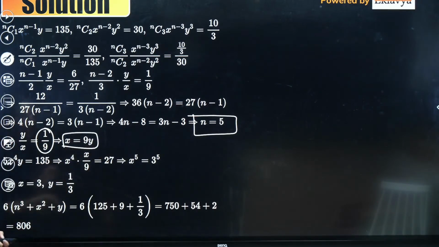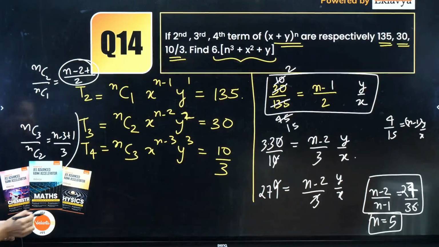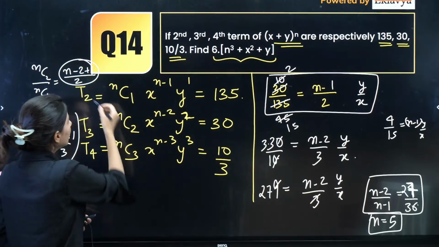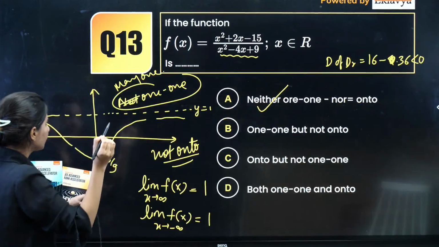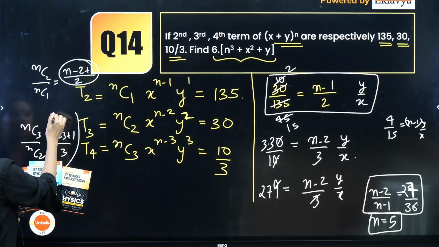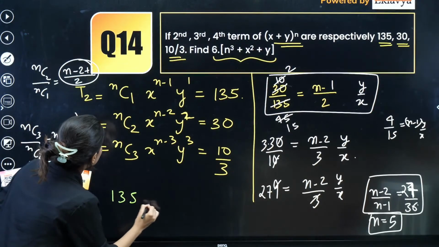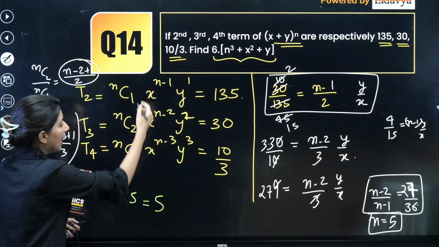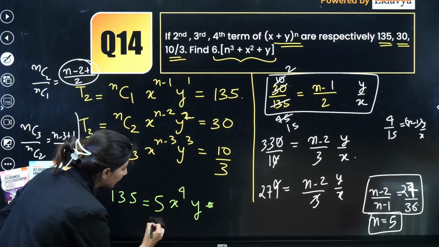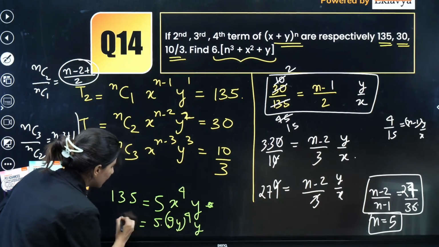And you can just plug in your value of x in terms of y. X will be 9y. So what you can do is x equals 9y, you can plug in anywhere. X equals 9y, n value is already here. So from here, if you put x equals 9y over here, so let me just show you. T2, right? 135 is equal to 5C1 will be 5 and this is x raised to power 4y. This is 135, right? X equals 9y clearly. So this is 5, 9y raised to power 4 and one more y, that will be 135.